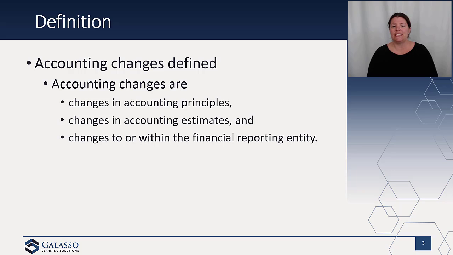So the first thing you'll see here are updates in the definition of accounting change. You'll see a change in accounting principle, a change in accounting estimate, and changes to or within the financial reporting entity. Again, that's a little bit of an homage to governmental accounting. There used to be a separate category for prior period adjustments, but that was removed, very duplicative for a lot of that. So they really tried to update this to be more reflective of the government environment.